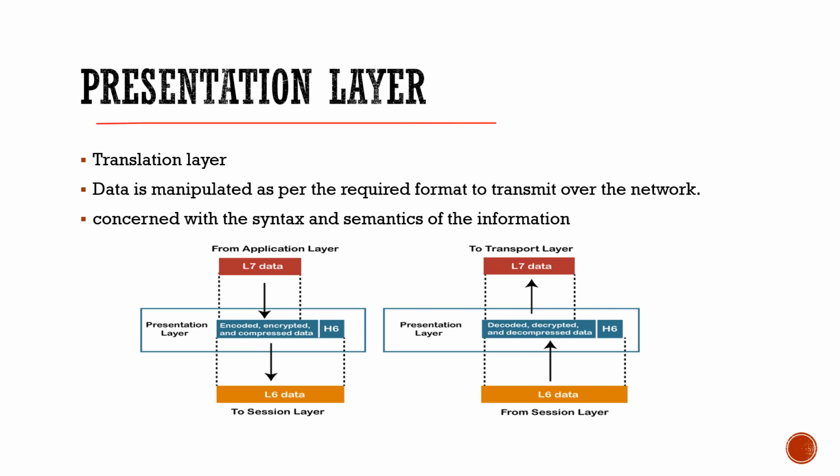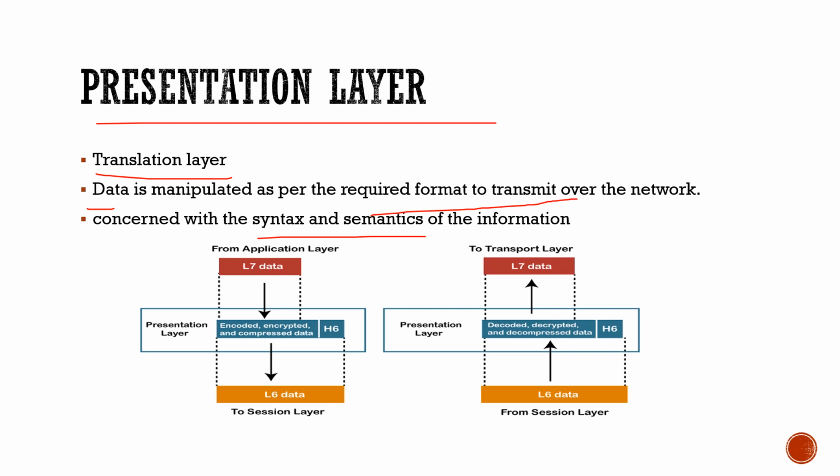Next is going to be the presentation layer. The presentation layer is also called the translation layer. In the presentation layer we get the data from the application layer. Here the data is manipulated into the required format. The presentation layer converts the data for how it needs to be transmitted over the network, and it also takes care of the syntax and semantics of the information. So the overall format is taken care of by the presentation layer.